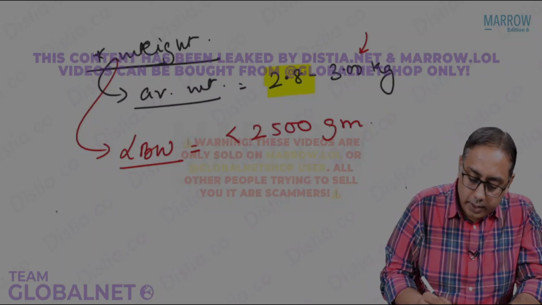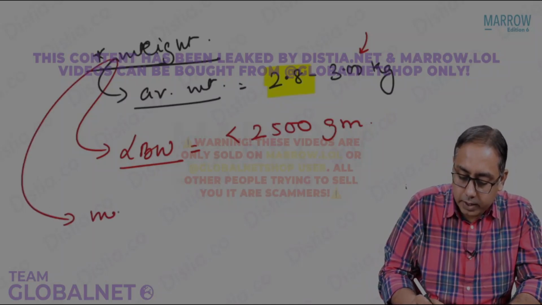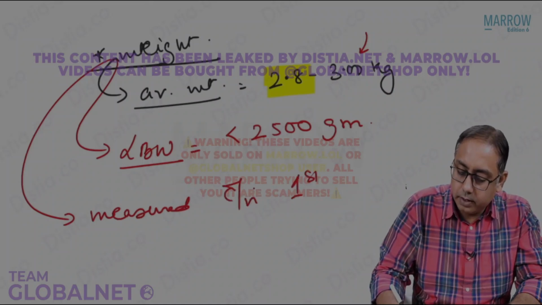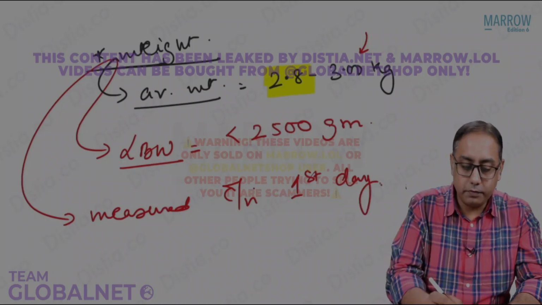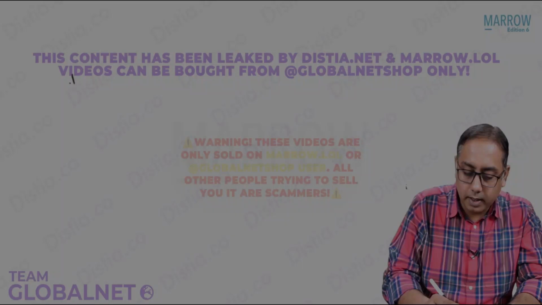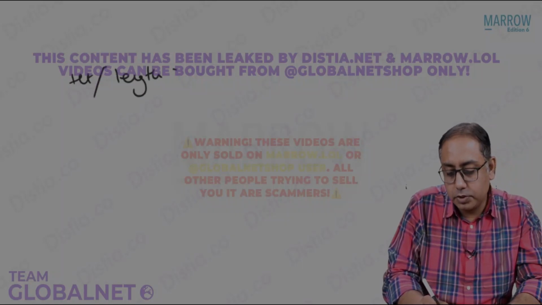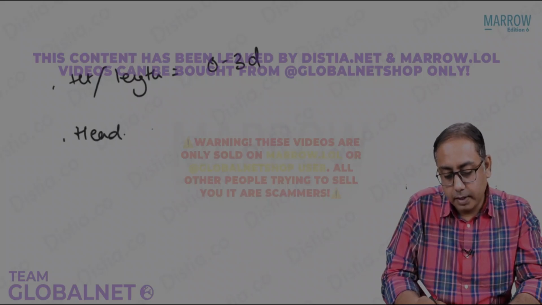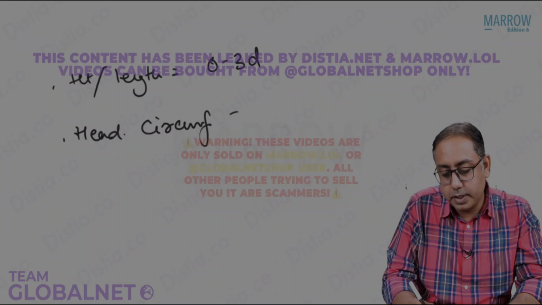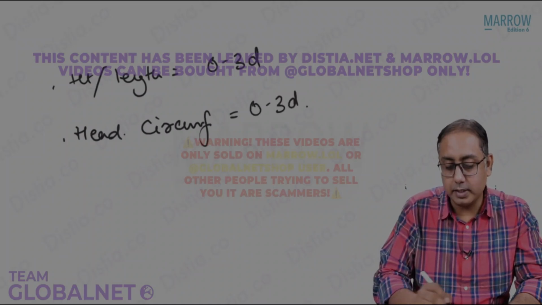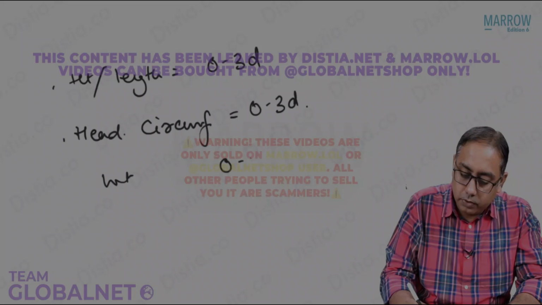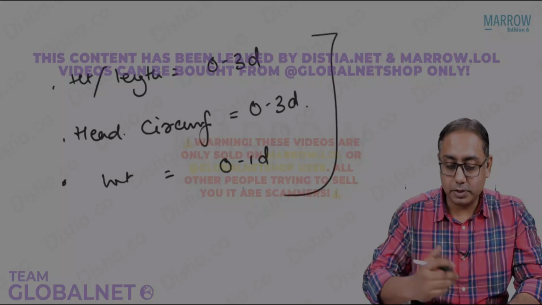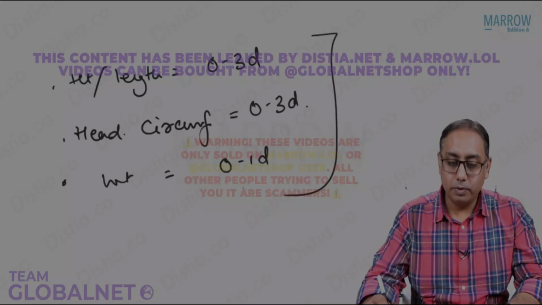Talking about weight, the weight should ideally be measured within the first day. Talking about the height or the length, the length should be checked within 0 to 3 days, and the head circumference should also be checked within 0 to 3 days. But the weight should be checked within 0 to 1 day. Ideally, the weight of the baby, that is what is called the birth weight. So the weight should be checked within 0 to 1 day.